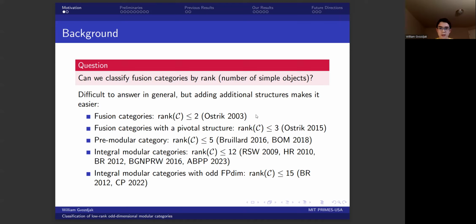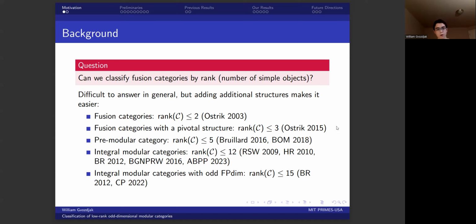But adding additional structures and properties to these fusion categories can usually make this problem much more approachable. So we can see here in the second bullet point that if we add a pivotal structure to our fusion category, then we are able to classify them up until rank 3. If we make a pre-modular category instead of a fusion category, then we're able to classify it all the way up until rank 5. If we further require that it's an integral modular category, so we have the property that it's integral, we're able to classify them up until rank 12.